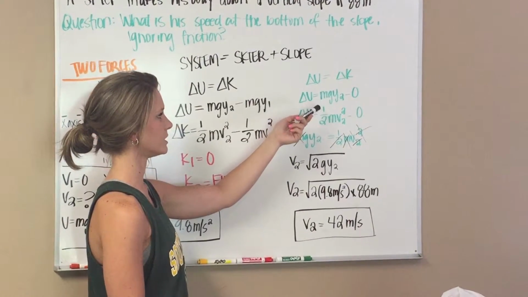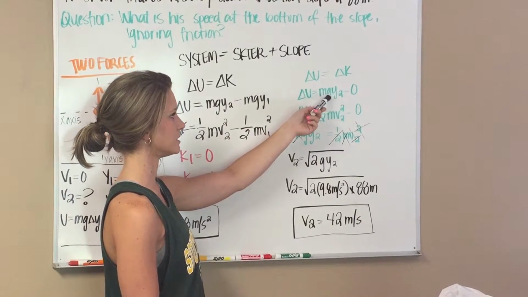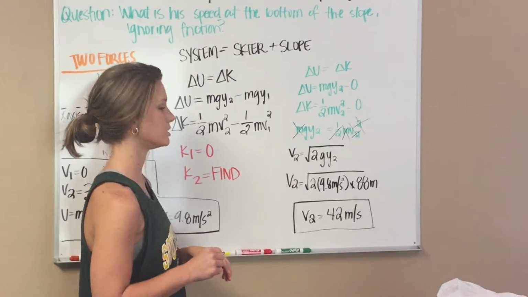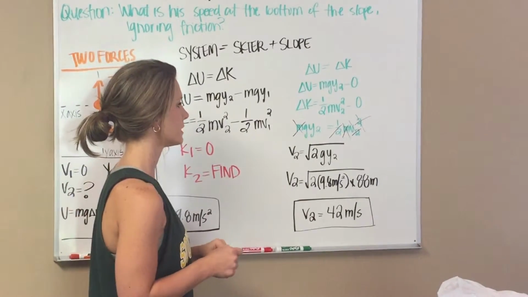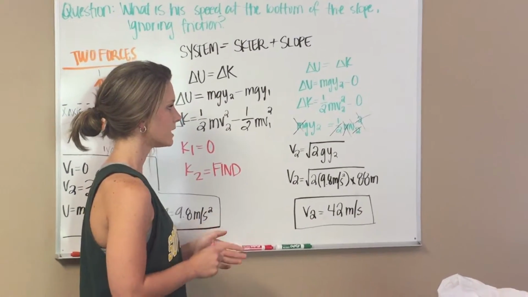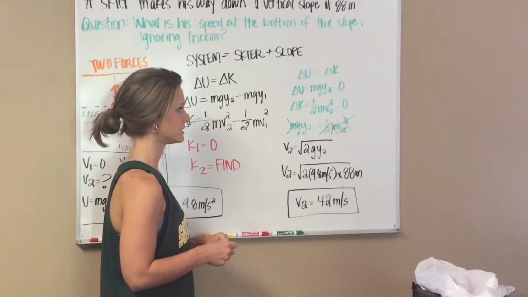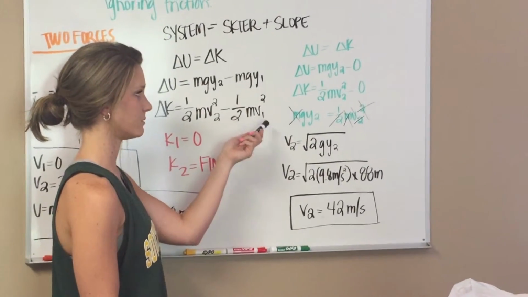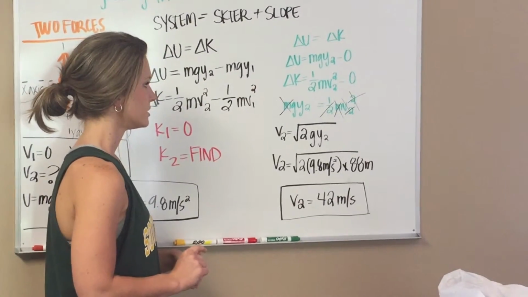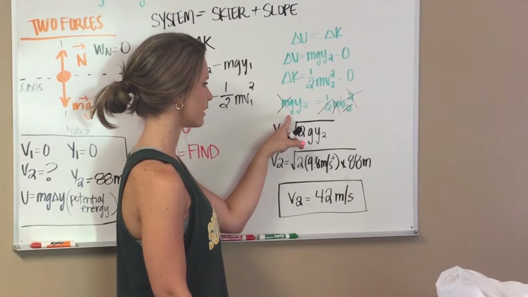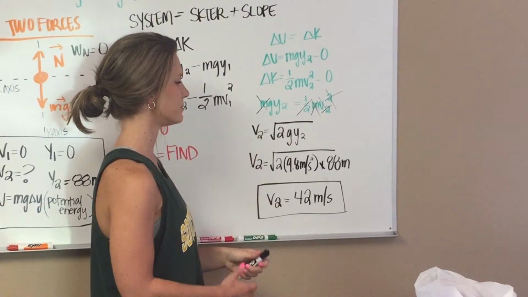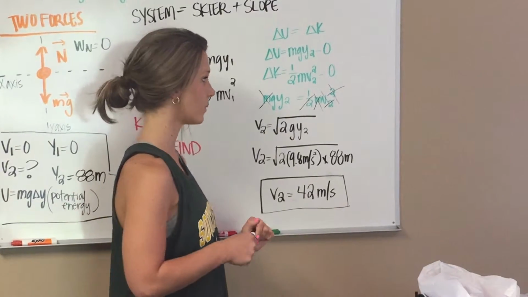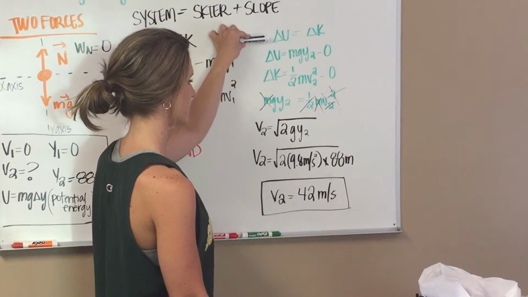For our change in potential energy, we're just going to be left with the mass times the gravitational force times the final y position because our initial y position was 0, so it cancels out. Our change in kinetic energy is going to be 1/2 the mass times the final velocity squared because our initial velocity was 0 and it cancels out. So then we have mass times the gravitational force times the final y position is equal to 1/2 the mass times the final velocity squared, which is just our formula from up here.